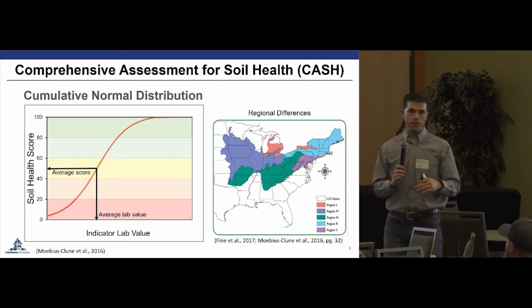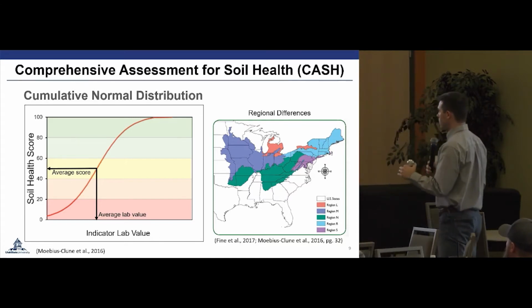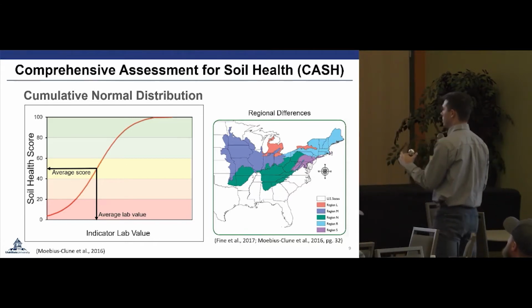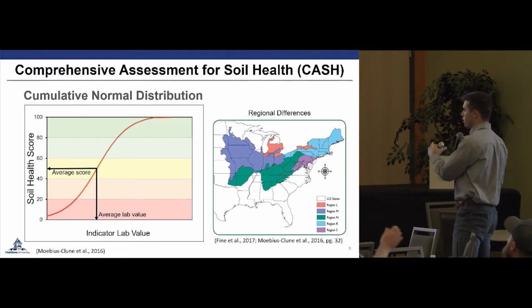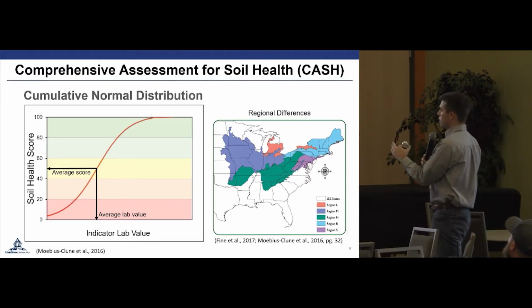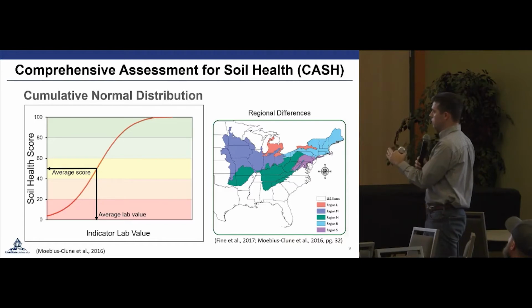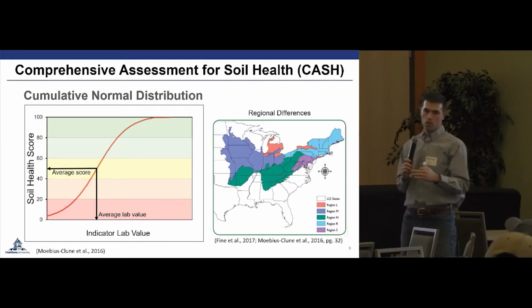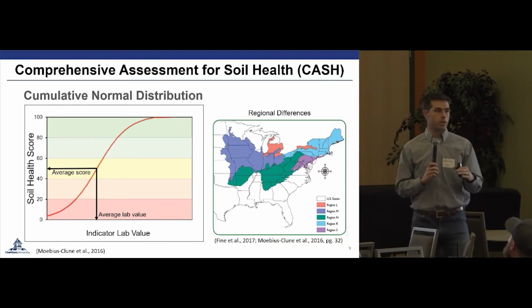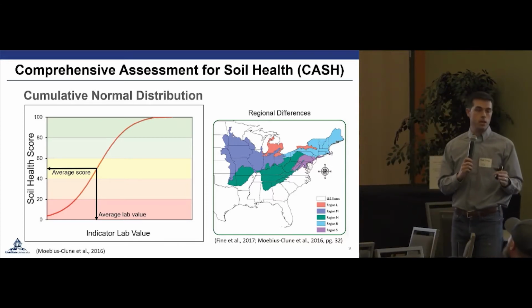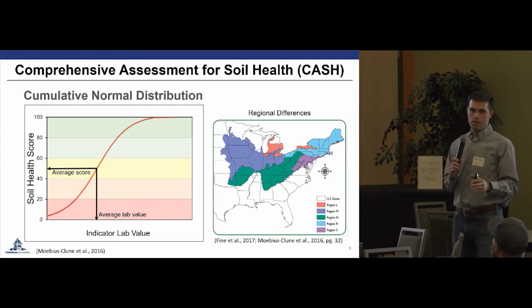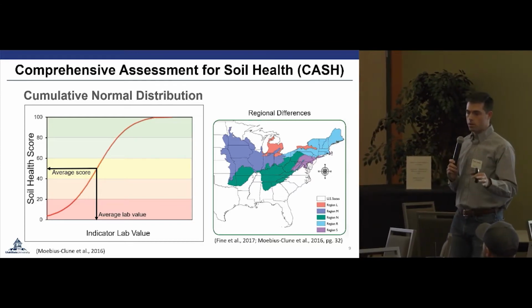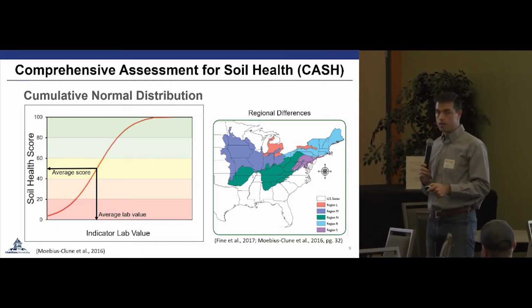So if you go from the light blue region in the far northeast to the dark blue states there, your average soil organic matter or active carbon or even the penetration resistance may change. So your score is going to be different. And I'll show some more examples of that from the Midwest in just a few minutes.